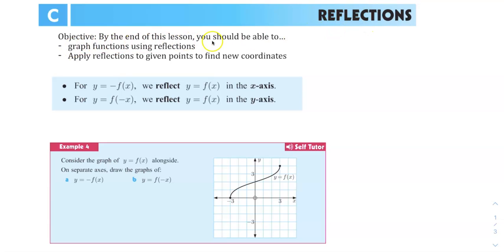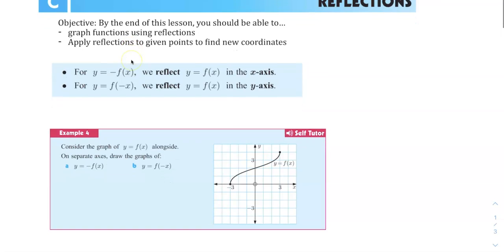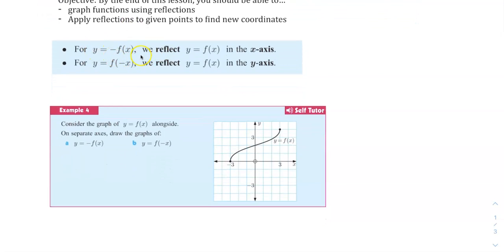Reflections. Objective: by the end of this lesson, you should be able to graph functions using reflections and apply reflections to given points to find new coordinates. So we're going to have two types of reflection. For y equals negative f of x, what we do to f of x is, well, inside opposite, outside follow. This is on the outside, so we multiply our y values by negative 1.